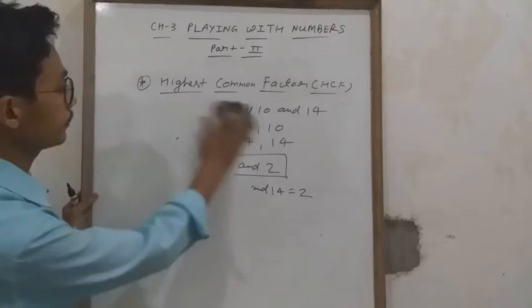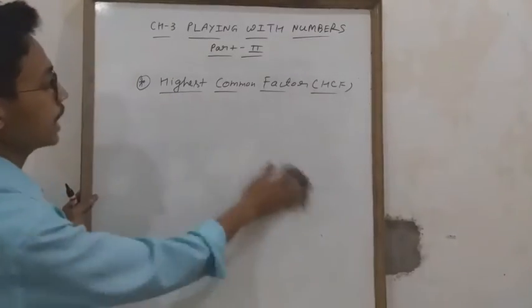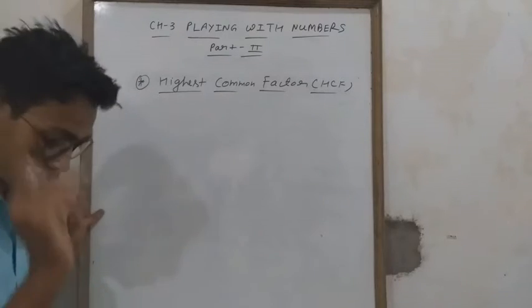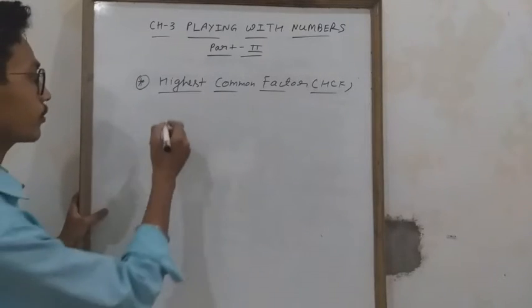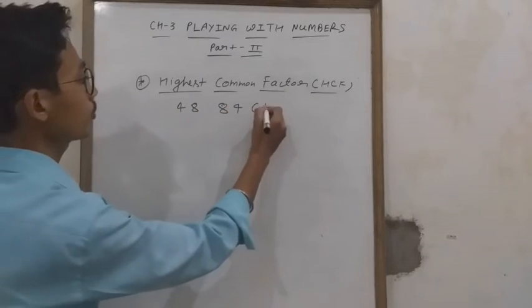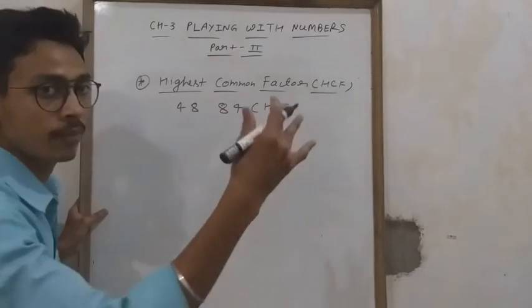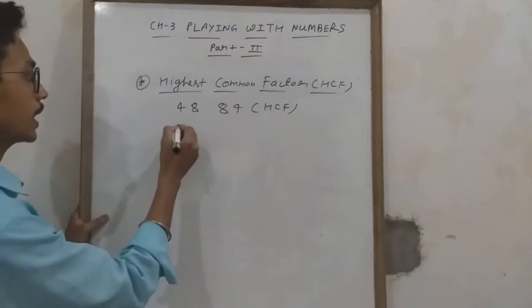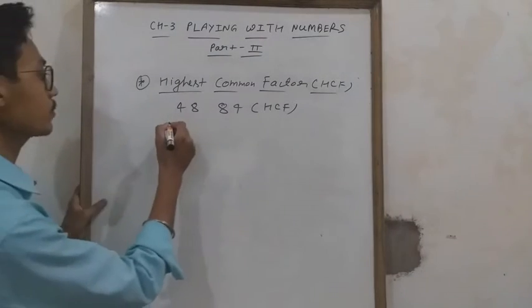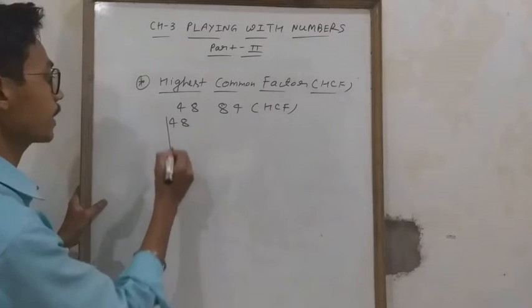Now next is prime factorization. With the help of prime factorization, here I am going to take an example. Like you have to find out HCF of 48 and 84 with the help of prime factorization. So see students, with the help of prime factorization, how will you find it? First you will write down 48 and find its prime factorization.